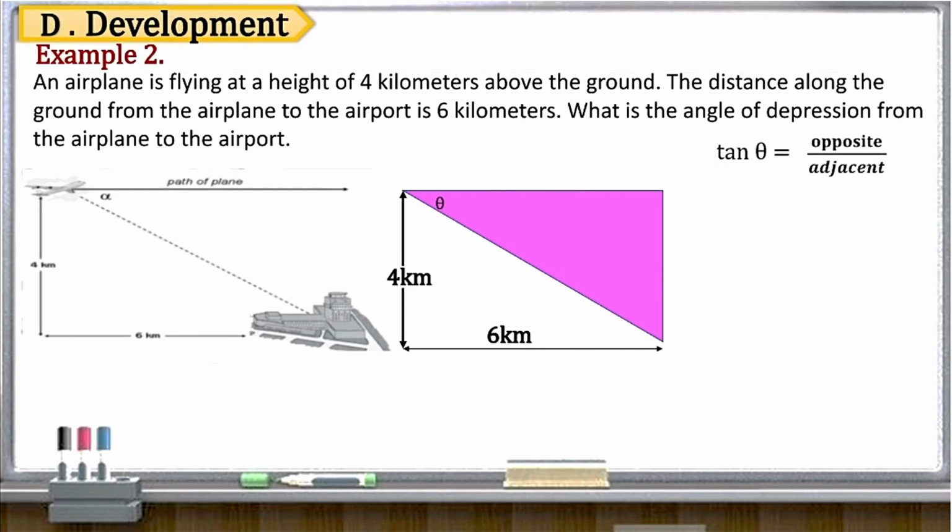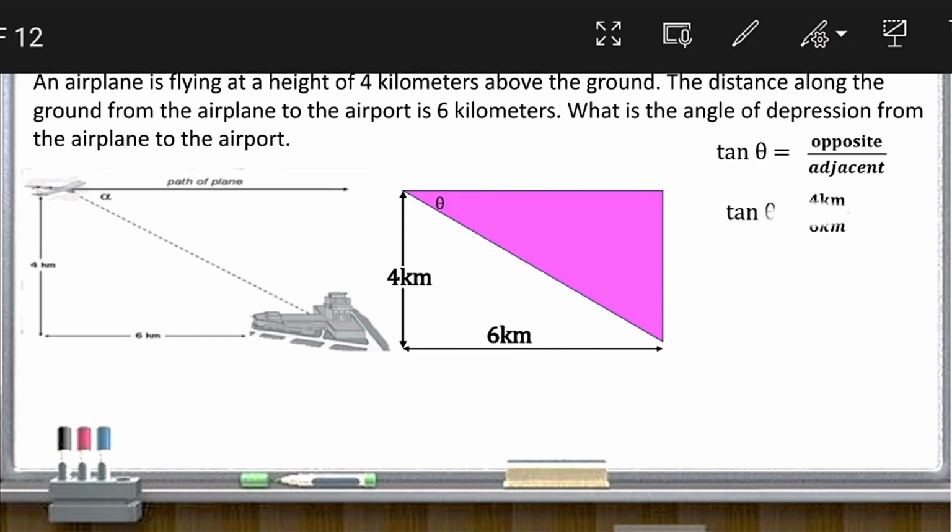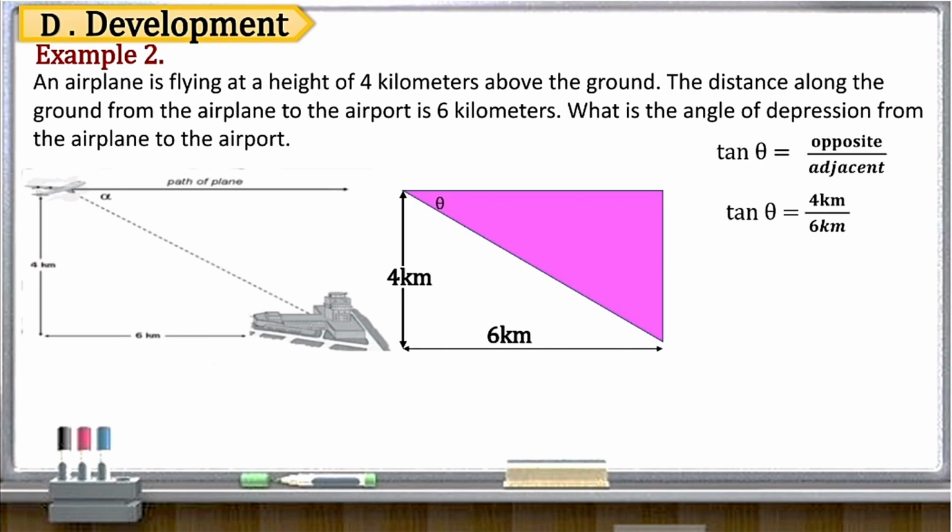But this time, yung angle naman, class, ang hinahanap. So, substitute natin. Tangent theta is equal to 4 kilometer over 6 kilometer. Next, gamit ang calcu, i-divide natin yung 4 by 6. So, 4 divided by 6 is equal to 0.6666. So, magiging tangent theta is equal to 0.66666. Tapos, para ma-isolate natin, class, yung theta sa left side, kunin lang natin yung opposite ng tangent. So, ang opposite ng tangent, class, is arctan.